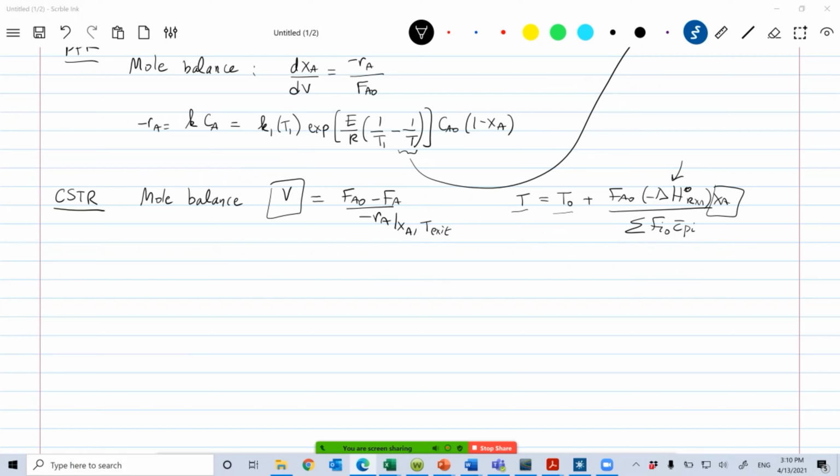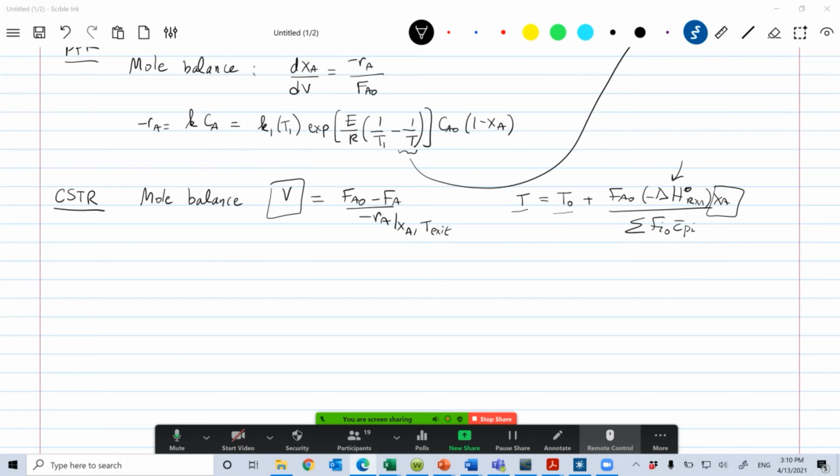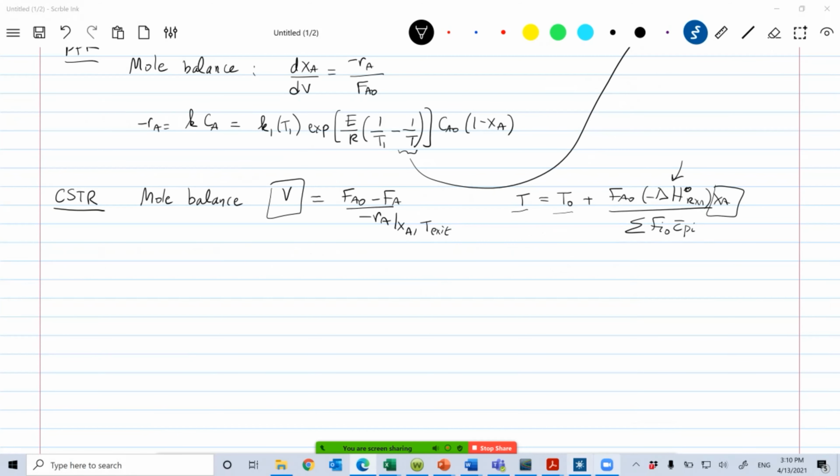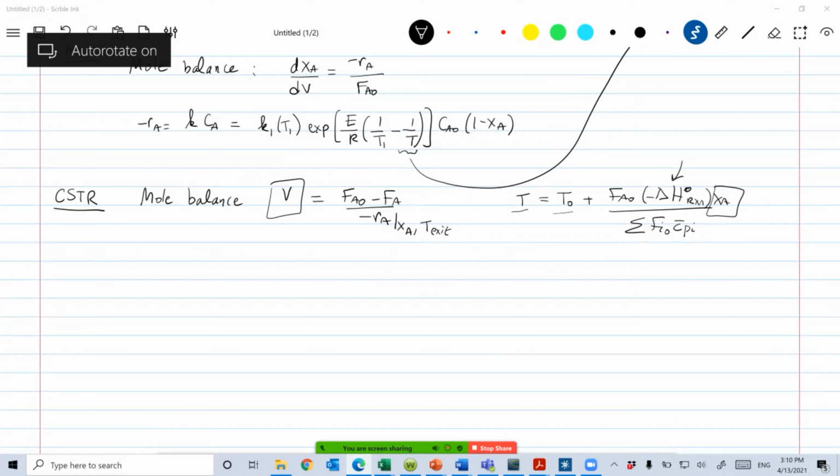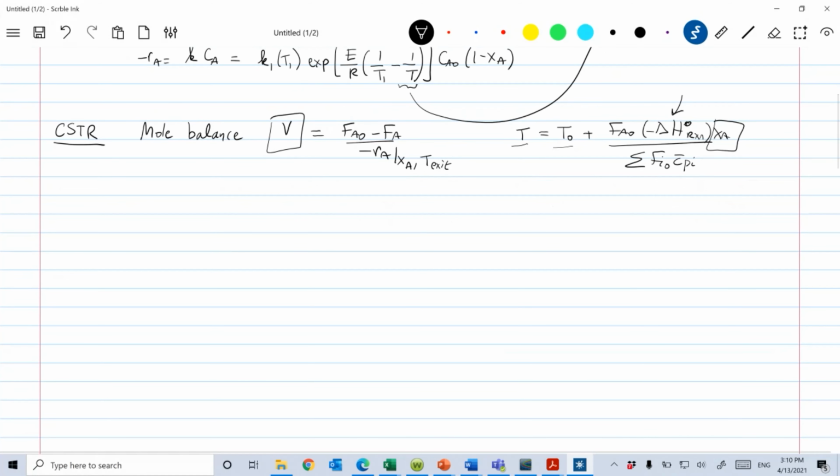Did I get accidentally removed from Zoom? Oh no, I didn't. I thought I got accidentally removed from Zoom. Oh, never mind. My laptop is screaming. It's in pain.